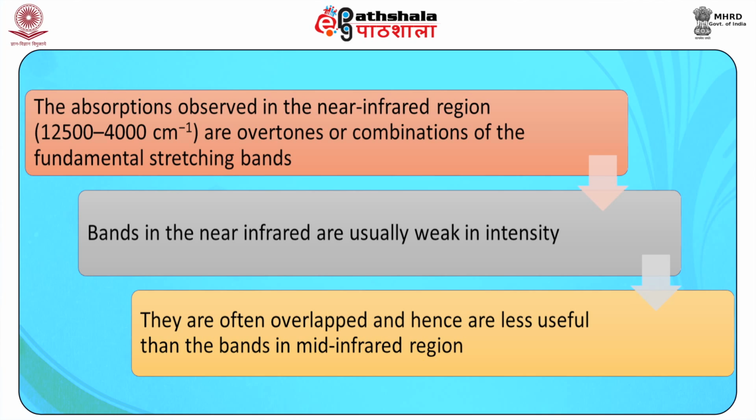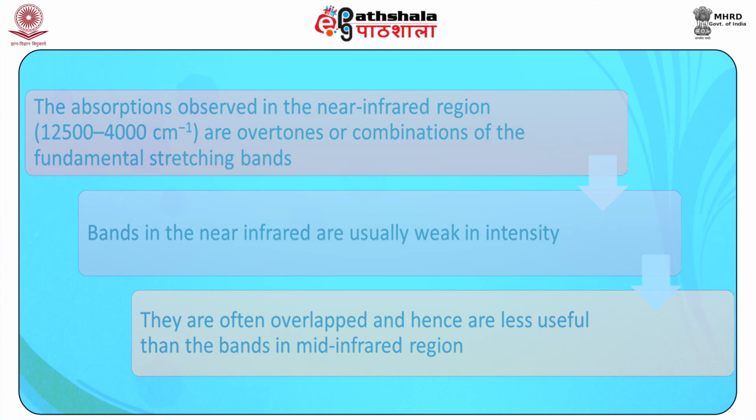centimeter inverse. The absorptions observed in the near infrared region, that is, again I would like to mention 12,500 to 4,000 centimeter inverse, are overtones or combinations of the fundamental stretching bands. Bands in the near infrared region are usually very weak in intensity. They are often overlapped and hence are less useful than the bands in the mid infrared region.